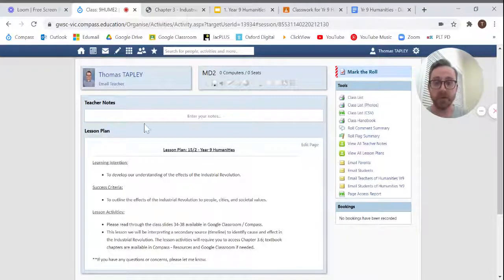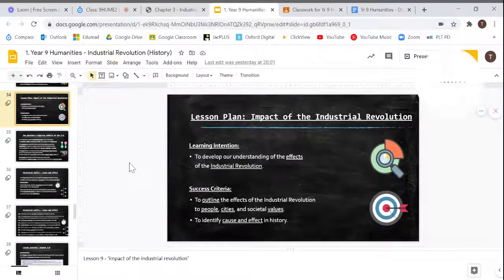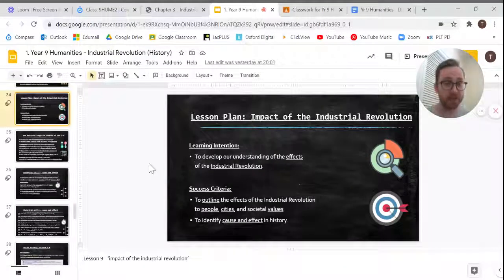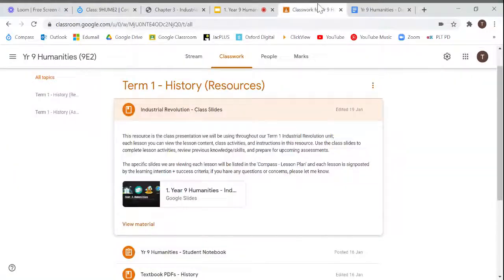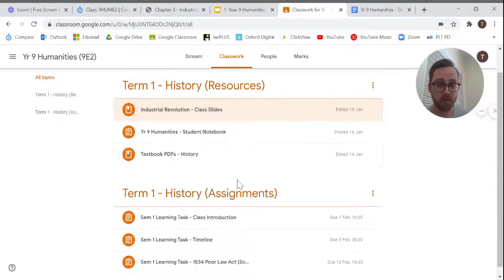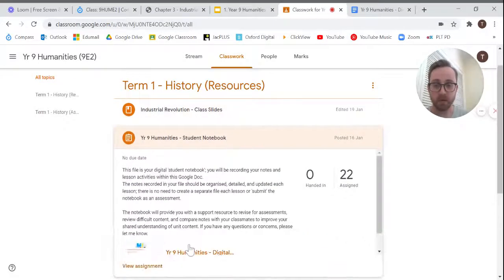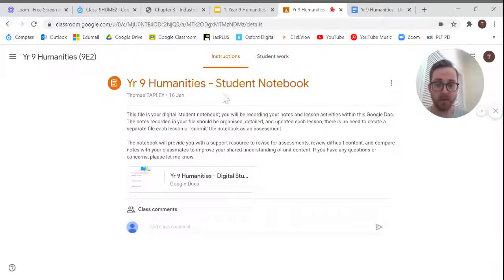So while we're working on these class slides and completing the lesson activities, obviously I can't check your workbook, but when we go back to school on Thursday, I'll be checking your physical notebook that you'll be writing your questions in. For example, chapter 3.6. Or I'm very happy for you guys, as I mentioned at the start of the year, you can also use the digital notebook that we've set up in Google Classroom. So it's just a Google Doc file there that you guys all have access to. You all have your own individual notebook.